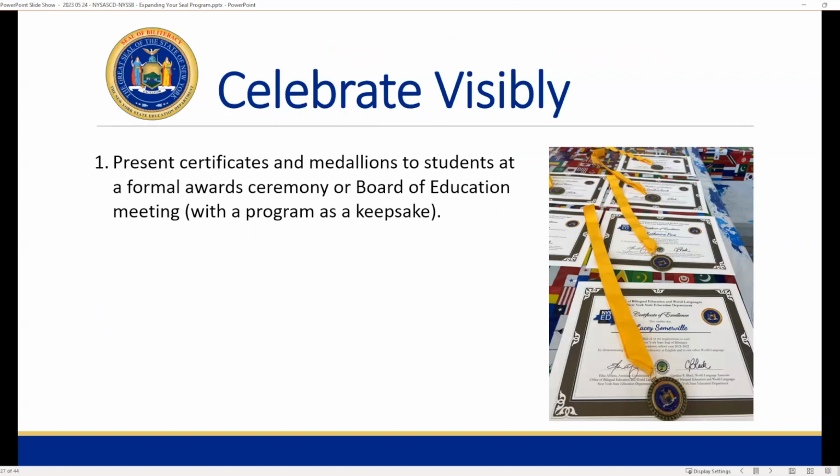So our next strategy for expanding our SEAL program is celebrating visibly, making sure that the school, community, parents, students, and faculty are aware of what you're doing. So you might consider presenting certificates and medallions to students at a public event, such as a formal awards ceremony or a Board of Education meeting. Include a program as a keepsake so that students have this to think about. It raises the esteem of the program and makes them feel special.